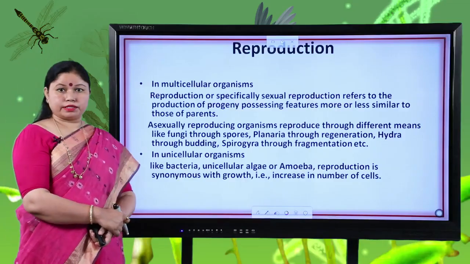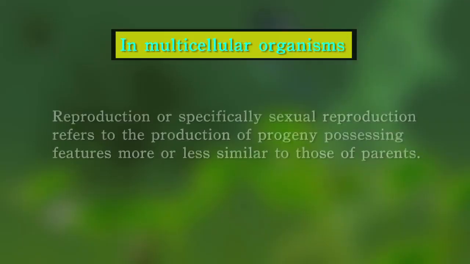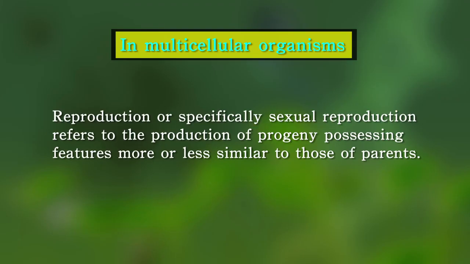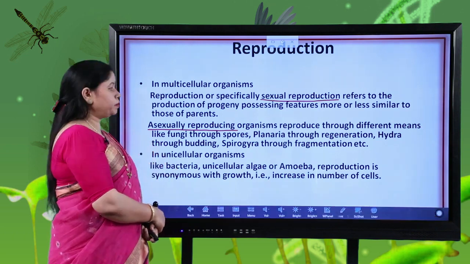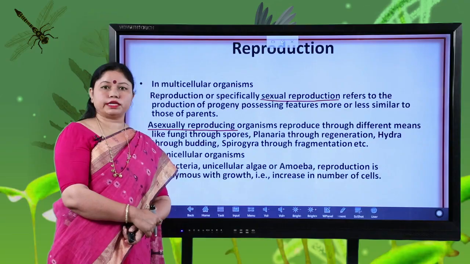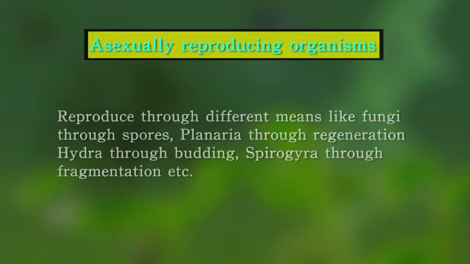Let's talk about the reproduction in multicellular organisms. Multicellular organisms reproduce both through sexual reproduction as well as many of them adopt asexual reproduction. If we say sexual reproduction in case of multicellular organisms, it refers to the production of progeny possessing features more or less similar to the parents. And if we look at the asexual reproduction, then the organisms which are reproducing asexually, they adopt many ways for that kind of reproduction. For example, fungi reproduce through various spores. There can be asexual spores as well as sexual spores. In coming classes, you will learn about various kinds of spores found in fungi.